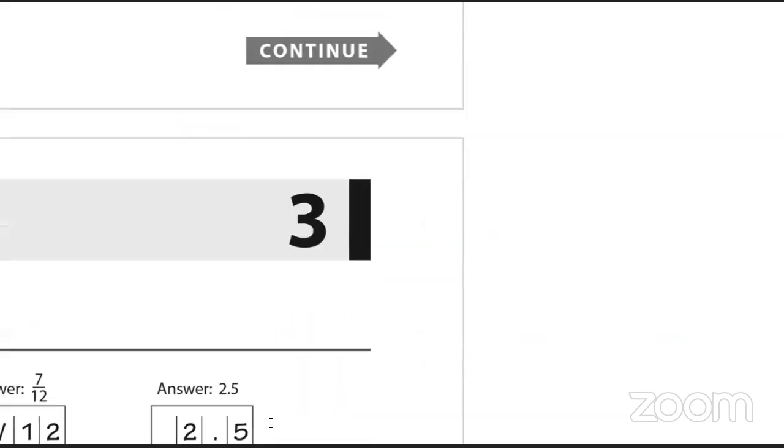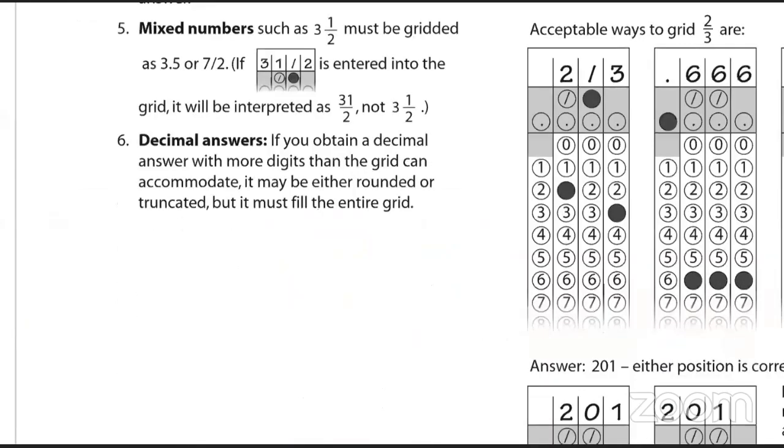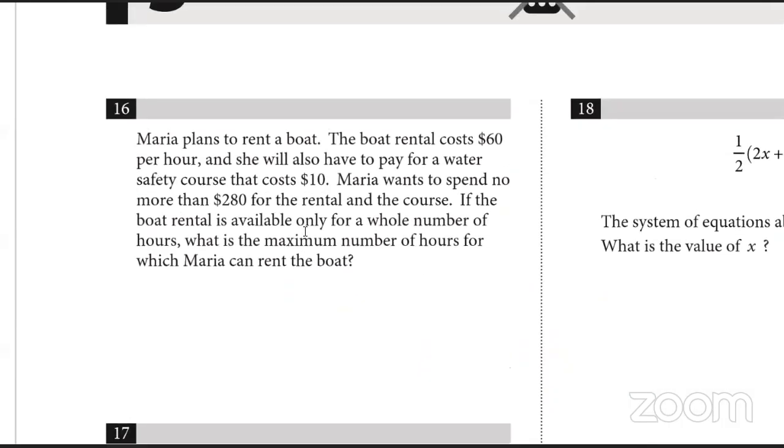Going to number 16 now. Maria will be renting a boat, and the boat rental costs $60 per hour. She'll have to pay for a water safety course that costs $10. She wants to spend no more than $280.